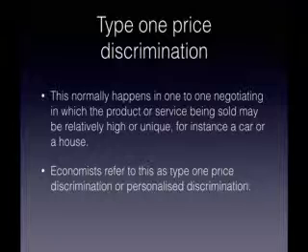Type 1 price discrimination normally happens in one-to-one negotiating, in which the product or service being sold may be relatively high or unique, high in price that is, for instance a car or a house. So economists refer to this as type 1 discrimination or personalised discrimination.